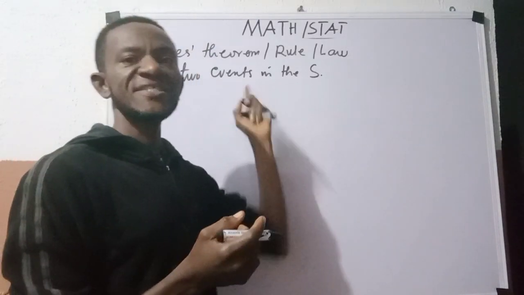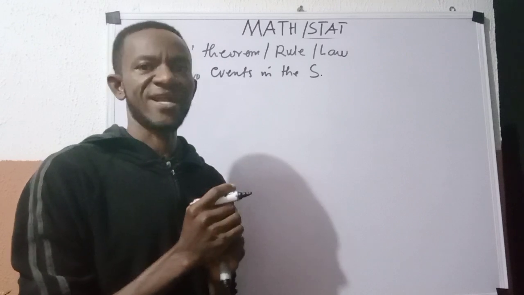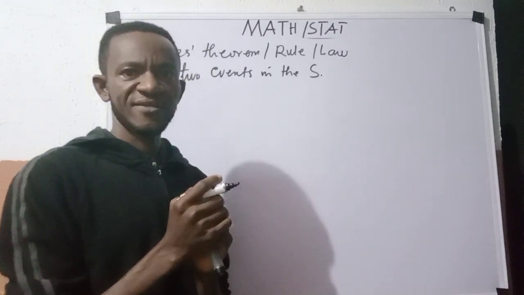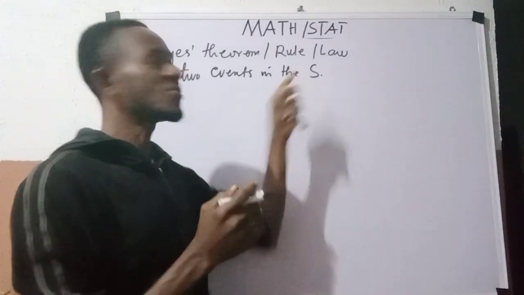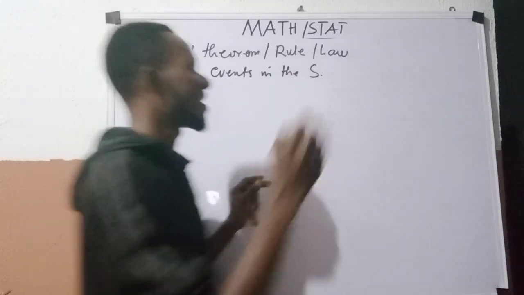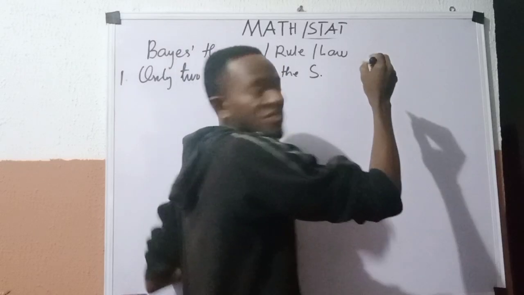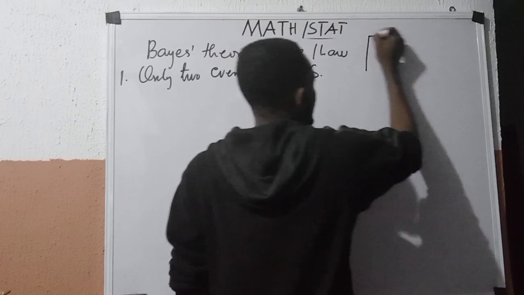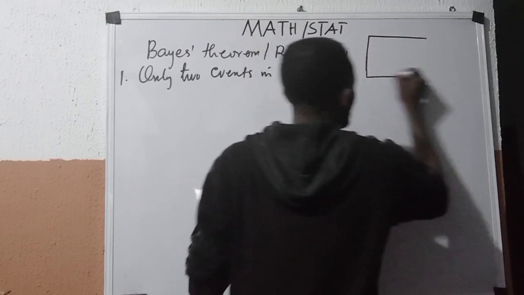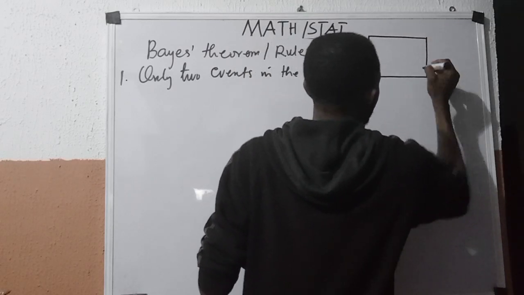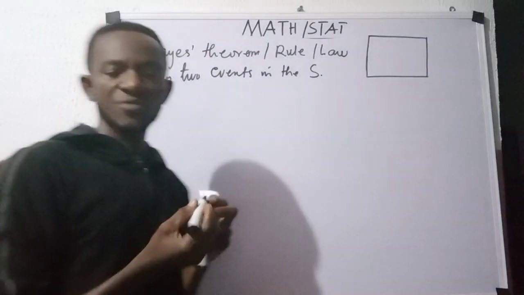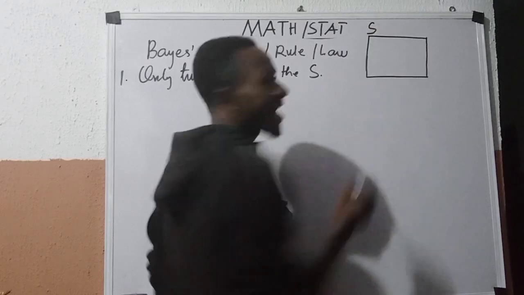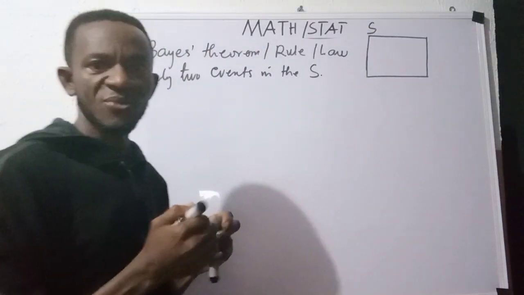I am going to make this derivation using a Venn diagram to make it very, very clear. So let me represent my sample space now using a Venn diagram. And let that Venn diagram be drawn this way. This is my Venn diagram. And of course, that Venn diagram is going to be represented with a letter S, talking about the sample space.